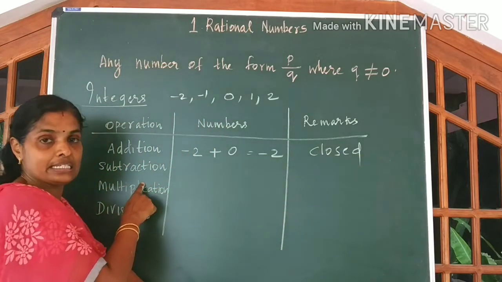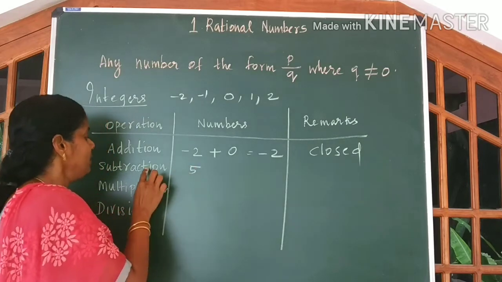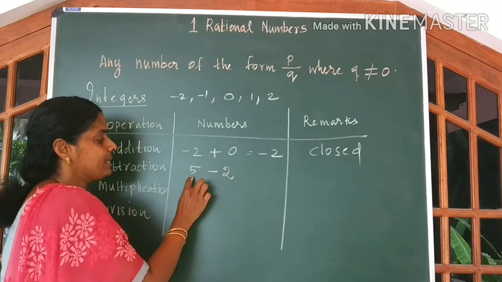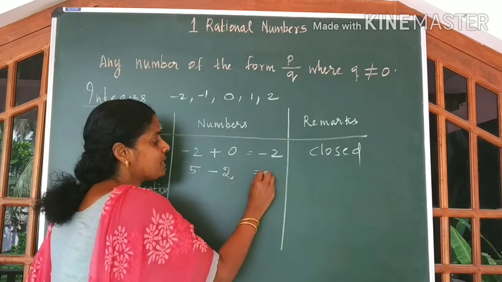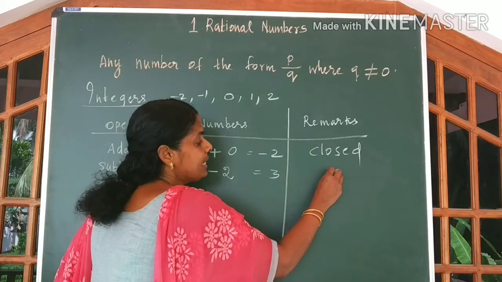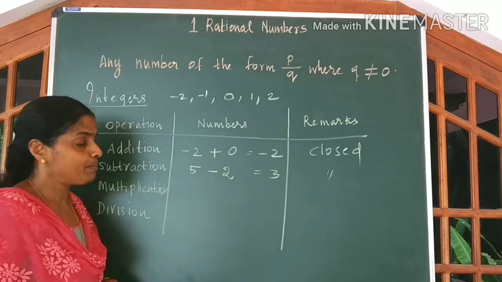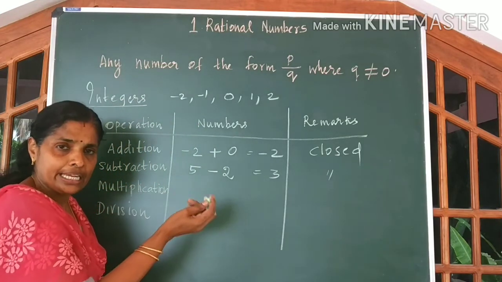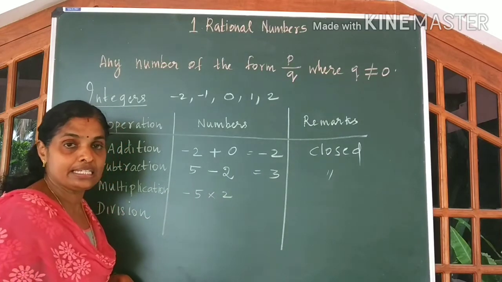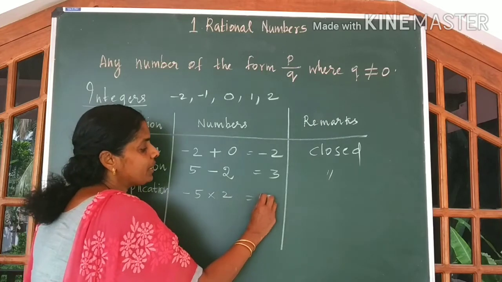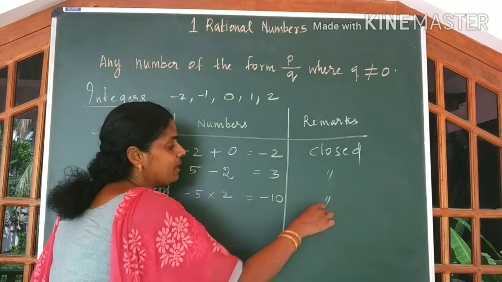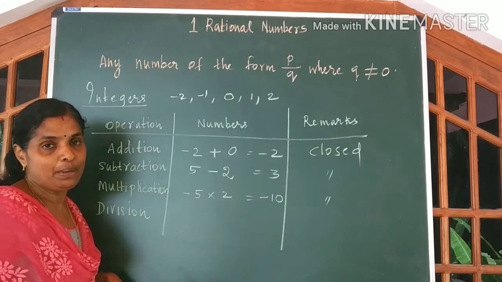What about subtraction? Take for example 5, which is an integer. Let us subtract 2 from it. 5 minus 2, which is equal to 3. It is again an integer. So we can say it is closed under subtraction. Come to multiplication. Take any two integers. Let me take a positive integer and a negative integer. Minus 5 into 2 gives you minus 10, which is again an integer. So we can say it is closed under multiplication also.